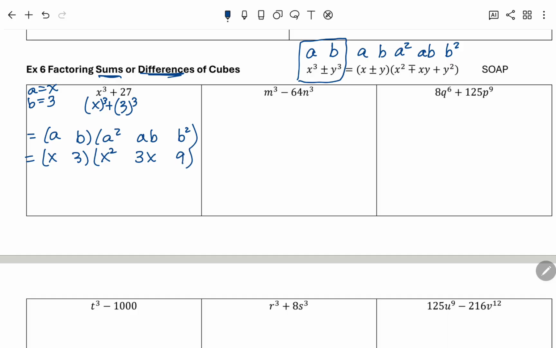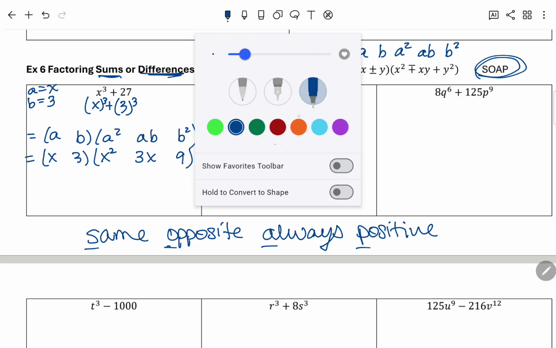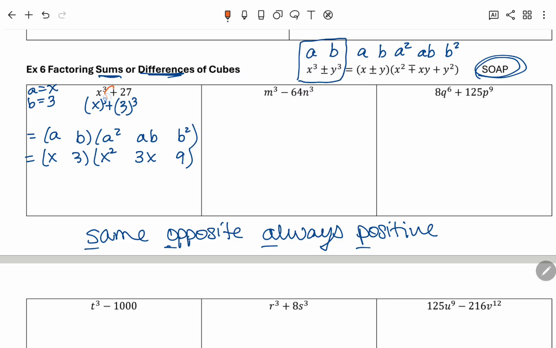Okay. And then we have this right here, this acronym SOAP, S-O-A-P, like wash your body with soap. And it stands for same, opposite, always positive. Using the first letter from each of those words, right? Same, opposite, always positive. So what that means is in this particular problem, we are adding.